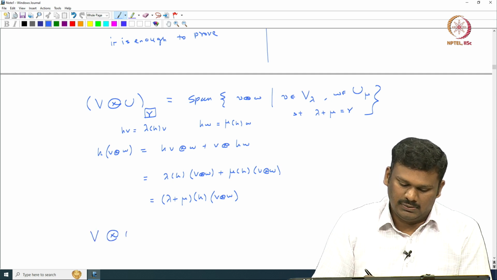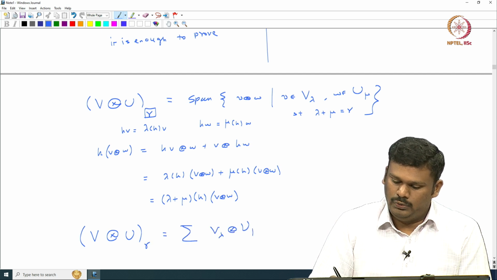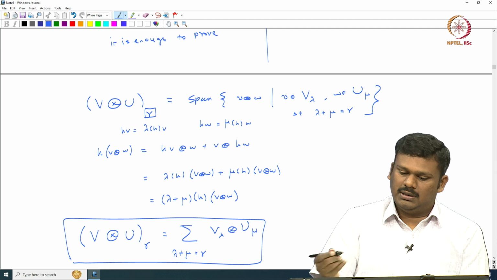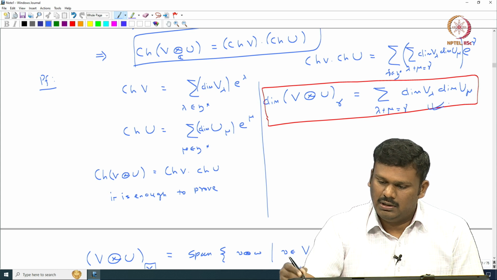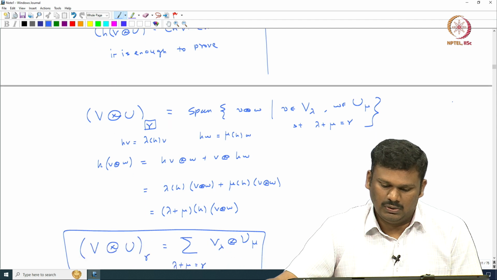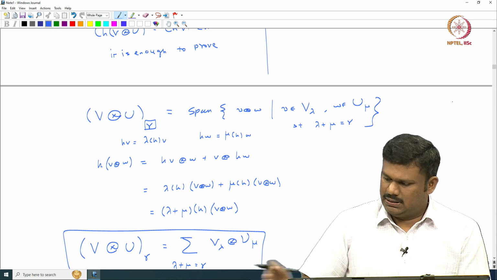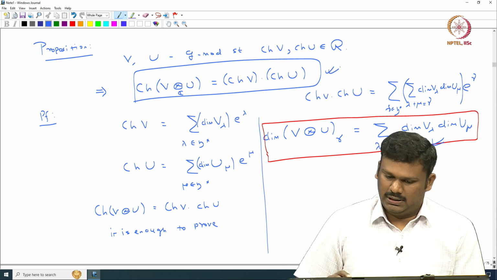So, indeed if you write it in terms of tensors, the gamma space is the summation of V lambda tensor U mu, where lambda plus mu equals gamma. So, that proves that the dimension of this gamma weight space is just a sum of the dimensions, because if you take the basis of V and the basis of U, then we will be able to get the basis of V tensor U by taking the tensor product of the corresponding basis elements. So, that says that the character of V tensor U is nothing but the character of V times the character of U. So, this is somewhat very important.